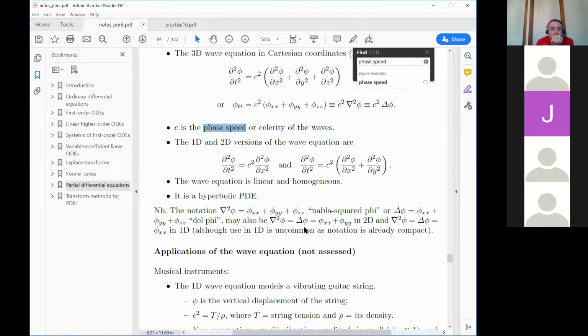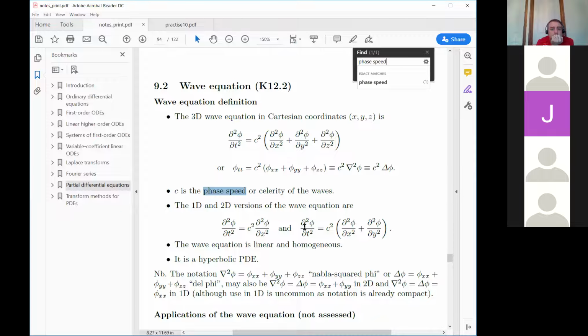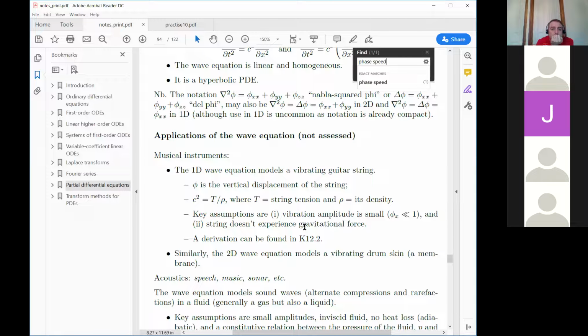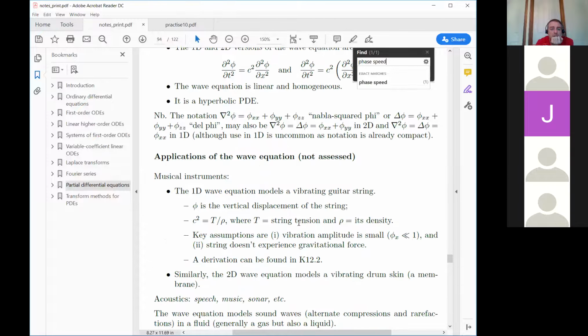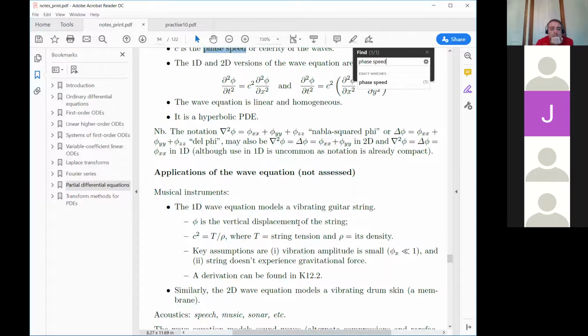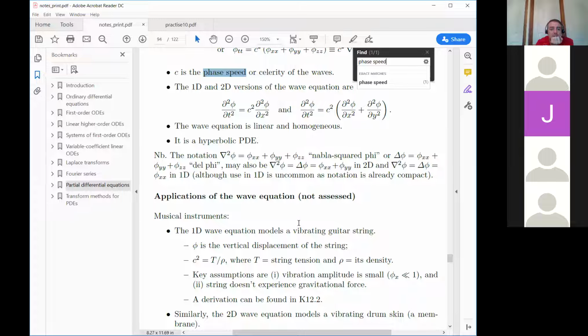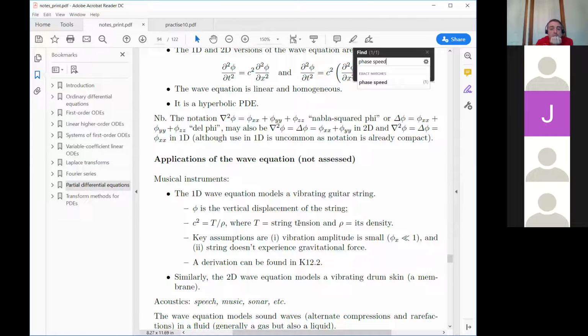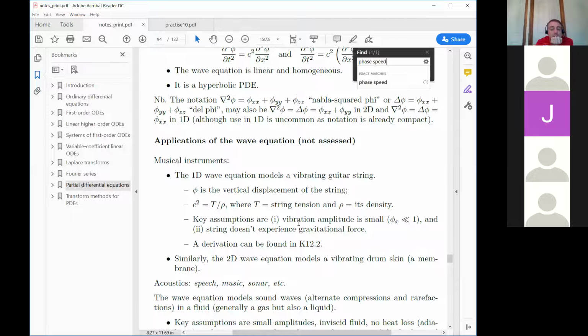Wave equation. The 1D wave equation models the vibration of a guitar string. That sounds like what we're looking at here. Phi is the vertical displacement of the string. C squared is T on rho, where T is string tension and rho is its density. Vibration amplitude is small, and it doesn't experience gravitational force. A derivation can be found in Kreyszig.